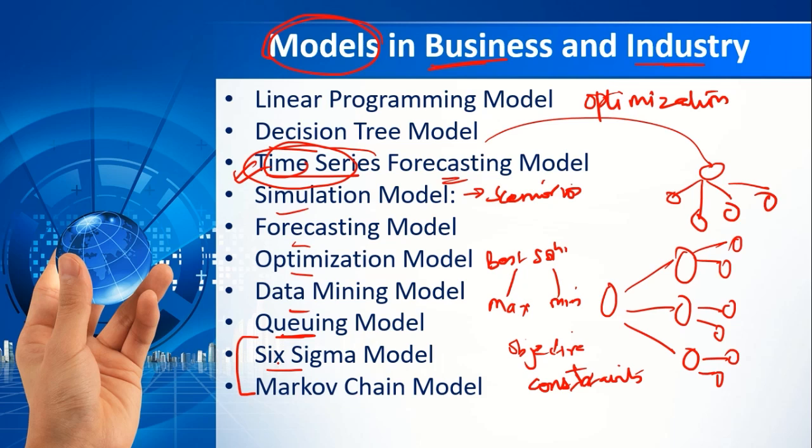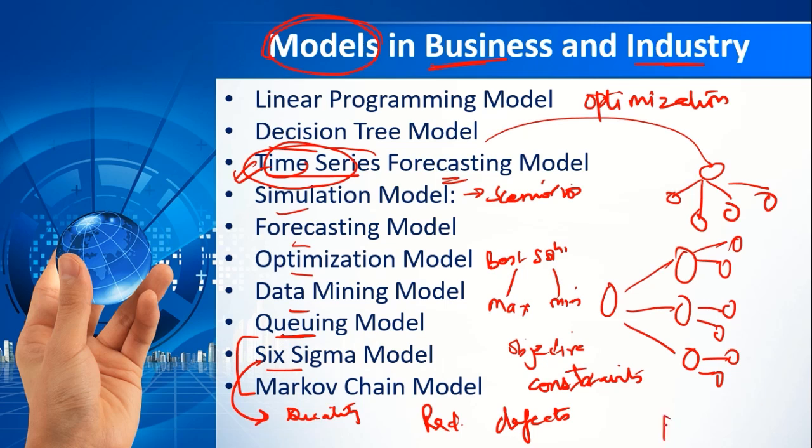Now we come to the last two, the Six Sigma model. Six Sigma is a data driven approach used for improvement of quality, right? This is for quality management and helps in the reduction of defects. Its purpose is to reduce the defects in the process. Six Sigma models apply statistical techniques to measure performance, identify the sources of variation, where the variation is happening, and how we can implement process improvements.